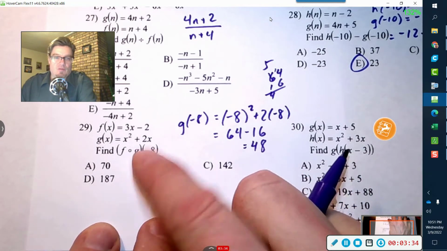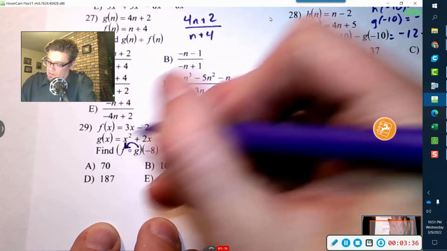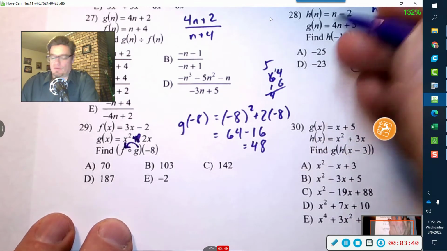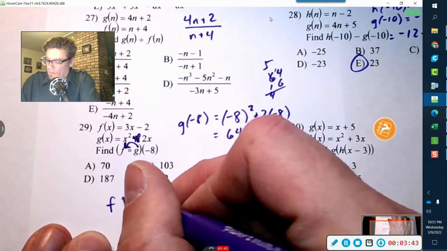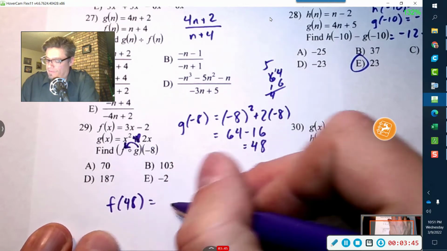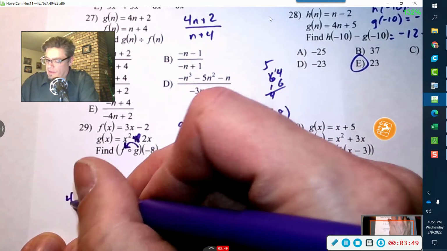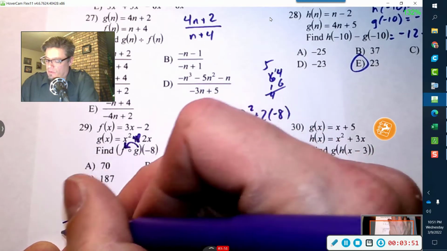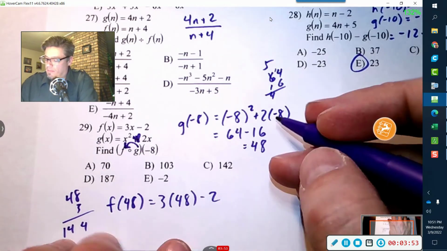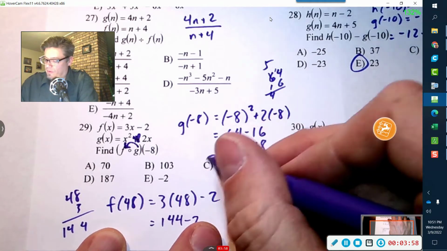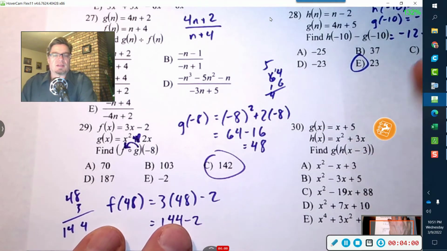So now the 48 is what's going into the f. So you're doing f of 48. 48 times 3 is 144, minus 2 is 142. Alright, so that's that one.